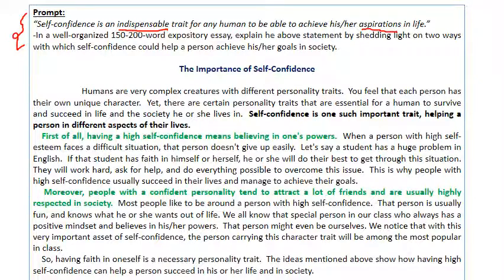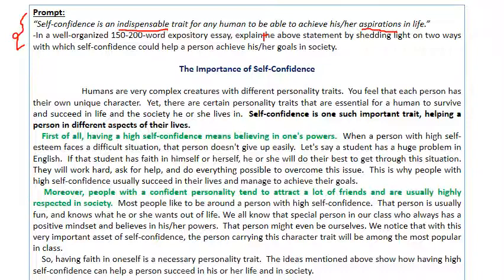In a well-organized 150 to 200 word expository essay, explain the above statement by shedding light on 2 ways with which self-confidence could help a person achieve his or her goals in society. So, 2 advantages of having a high self-confidence.